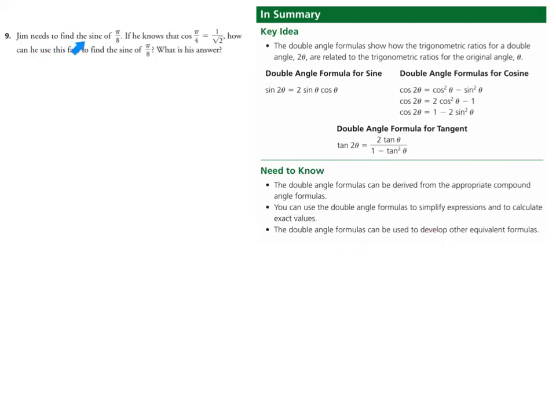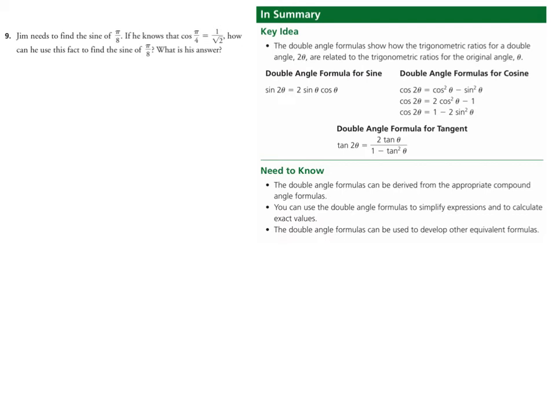Jim needs to find the sine of pi by 8. Hey, Jim, that's me. If I know that cos of pi by 4 is 1 over root 2, I do know that actually. How can I use this fact to find the sine of pi by 8? And what is my answer?